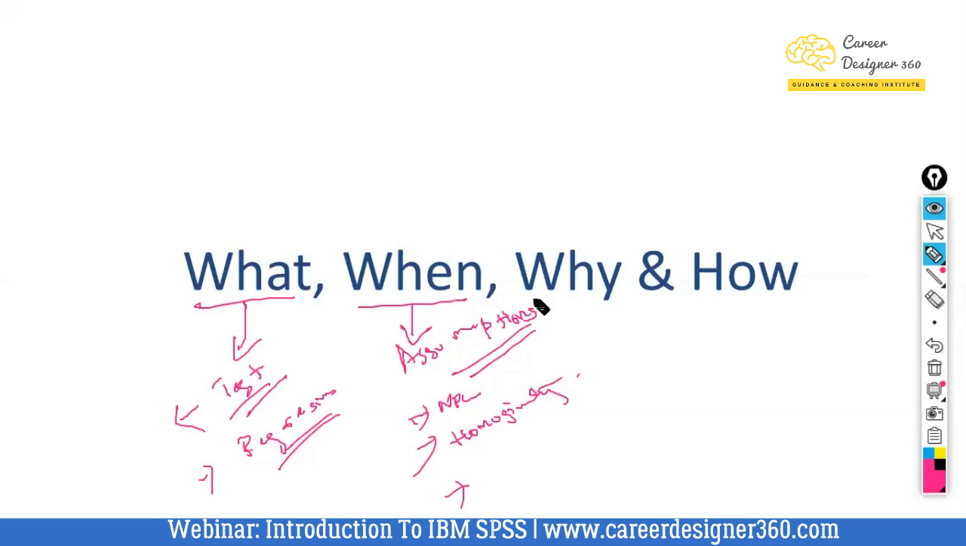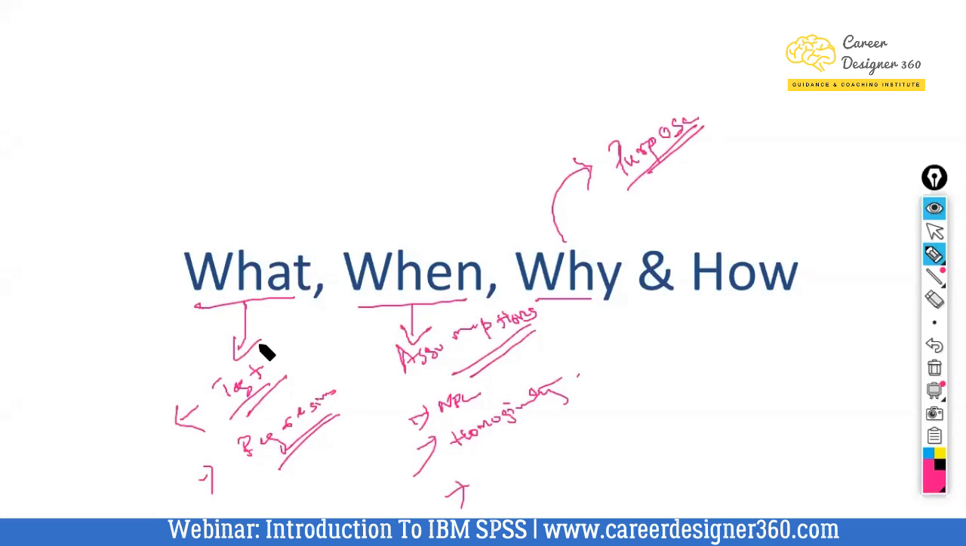Then coming to why. Why is the purpose: for what purpose am I going to use my statistics? Like for the t-test, the purpose is comparison of means, right? There are different types of t-test: one sample t-test, paired sample t-test. However, the idea is the same. The whole idea is about comparison of means.